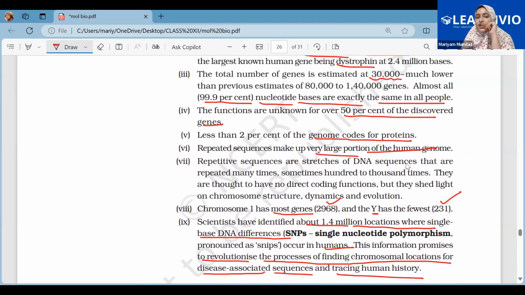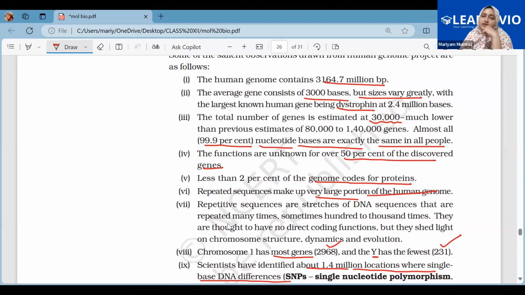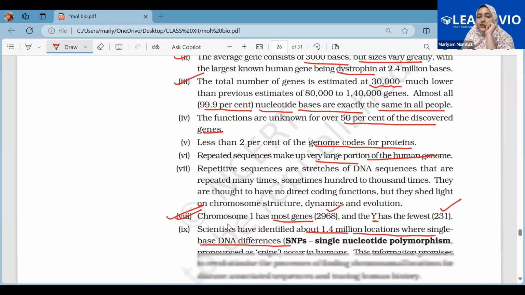So basically, up until point number 8, these are the findings or features that the Human Genome Project offered. Any doubts, students? These are just data. You have to remember the data. Just remember this point, this point, then how many genes there are, the final estimation, and then this point. These are very important. Okay.